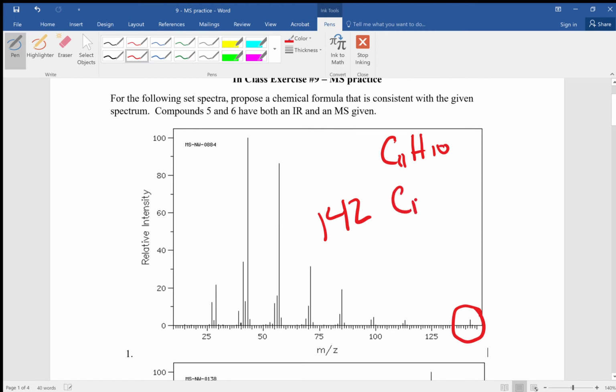Or we could go down to 10 carbons, which is 120, and that would leave us with 22 hydrogens. Either one of those work and would be a correct answer given that we don't have any other information about this molecule.